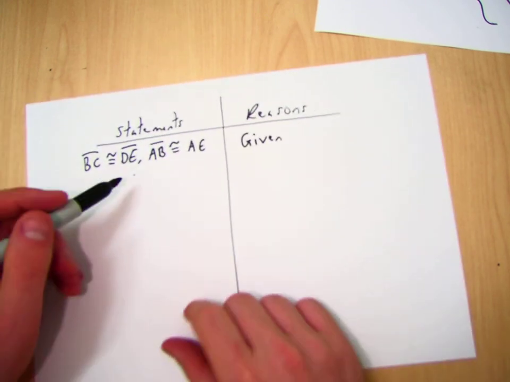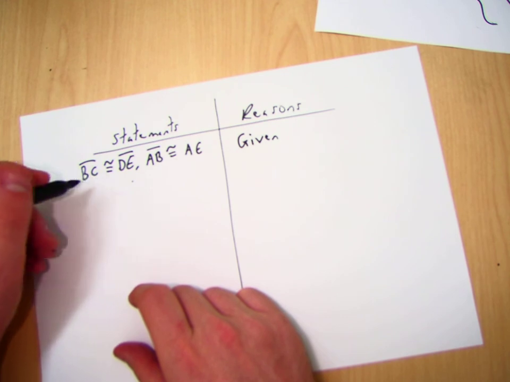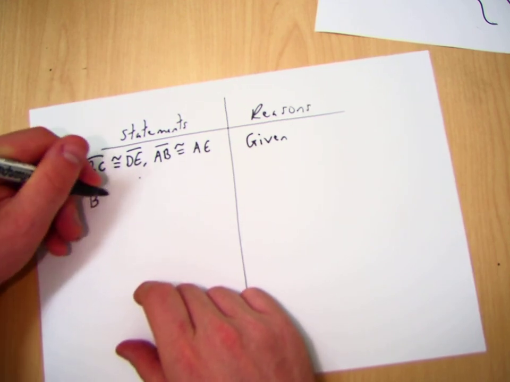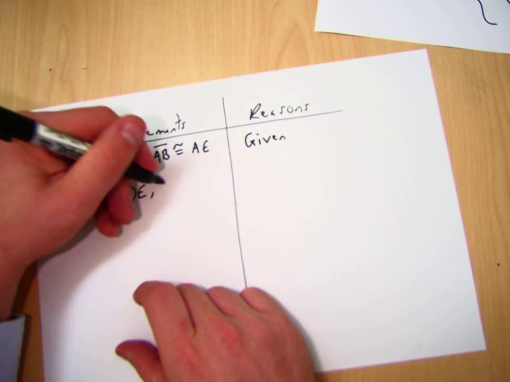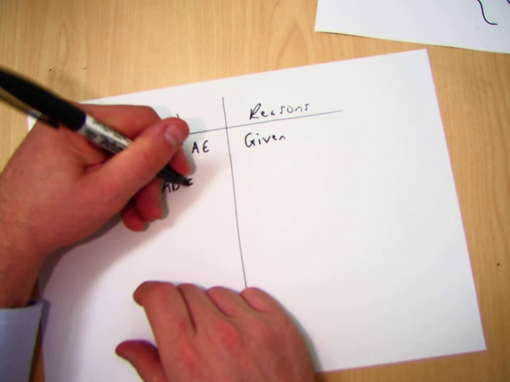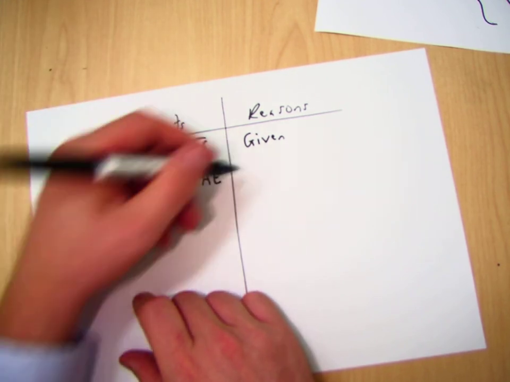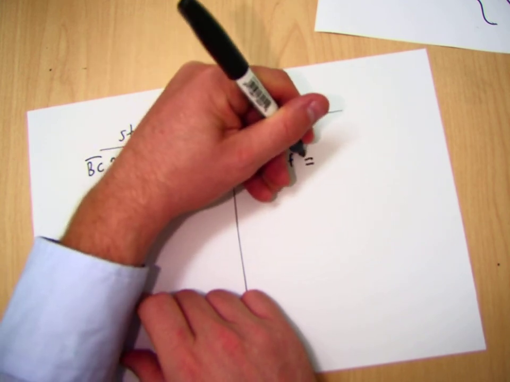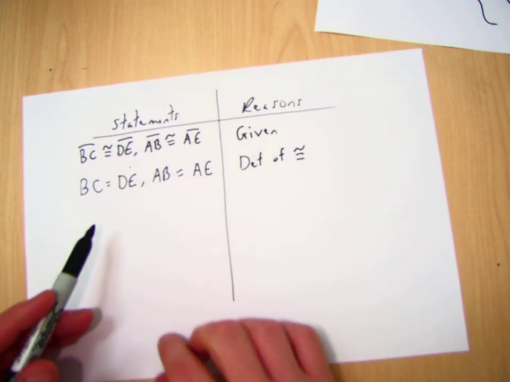So given these first parameters, the first thing you would do here is get out of the congruency. And so I'm going to move this all the way to the equal sign. So I'm going to say that BC is equal to DE. In other words, the lengths of each one are equal. As well, AB is equal to AE. So that should have a line above it. And those are now going to be equal. And the reason is the definition of congruence. I read it something like this, the definition of congruency.